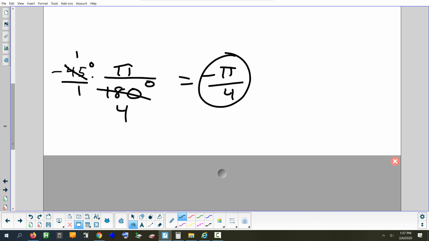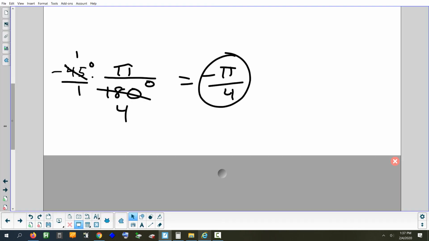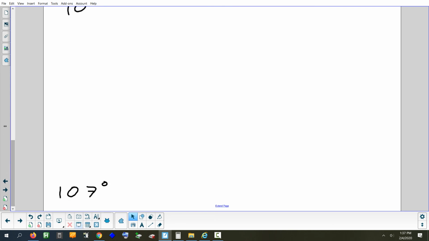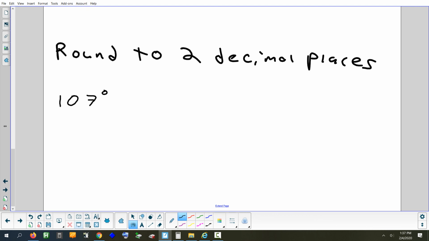Now, what does that negative mean when we're talking about an angle? Right, it just means that you went clockwise instead of counterclockwise. So here's negative 45, and it writes it as negative pi over 4. Okay. I'm going to skip 90, it's kind of the same. Let's do this one, 107. Except this time, let's round to 2 decimal places. So you still do this the same way. The only difference is you don't have to reduce it because you just have to type the whole thing in on the calculator.